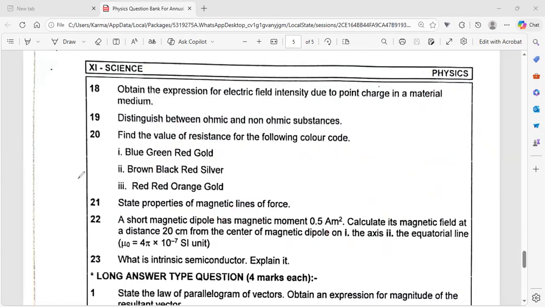The ohmic resistance follows Ohm's law. The ratio of potential difference to the current always remains constant, and the graph is a straight line. Otherwise, in non-ohmic resistance, the graph is not a straight line, it's a curve.